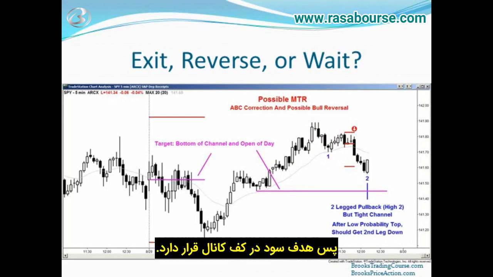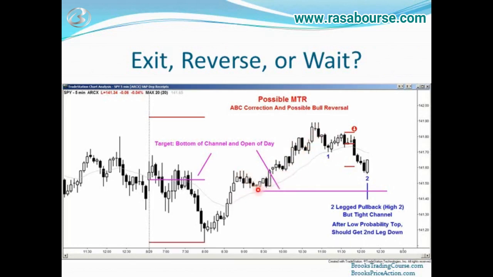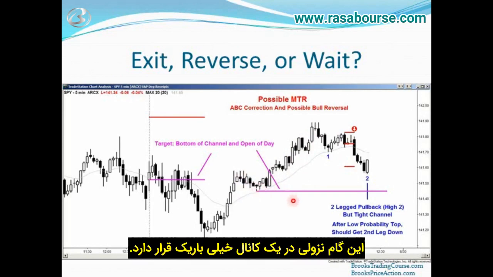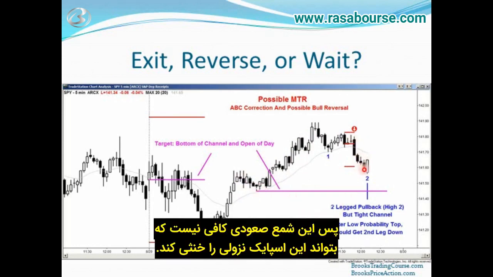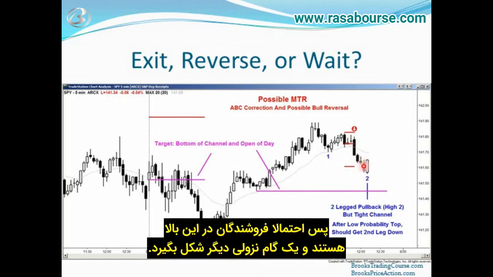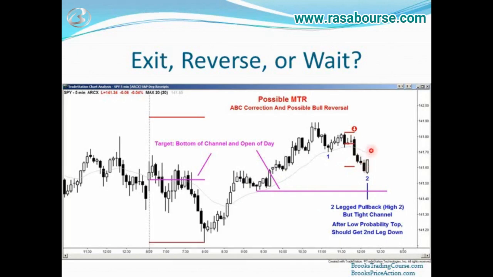Again, the target is the bottom of the channel, right? We have a spike and a channel, and the market oftentimes comes back down to the bottom of the channel. Okay, this sell-off here is in such a tight channel that this bull reversal bar to me is not enough to erase the bearishness of this 4-bar bear spike. So probably sellers above, and we should get one more leg down.